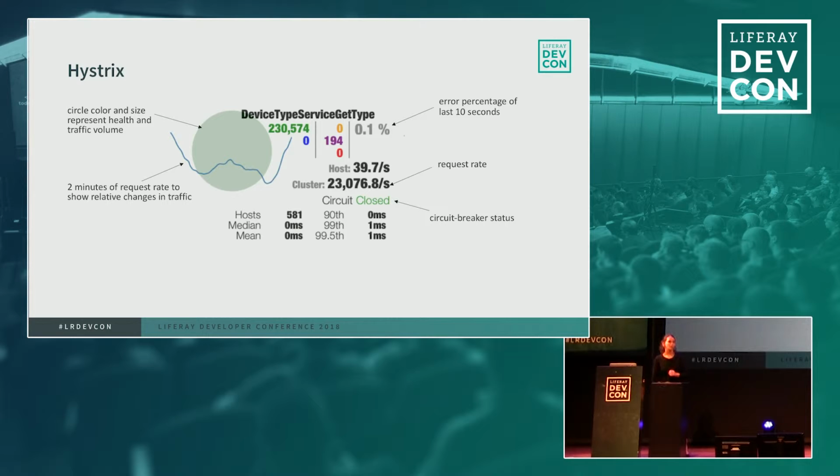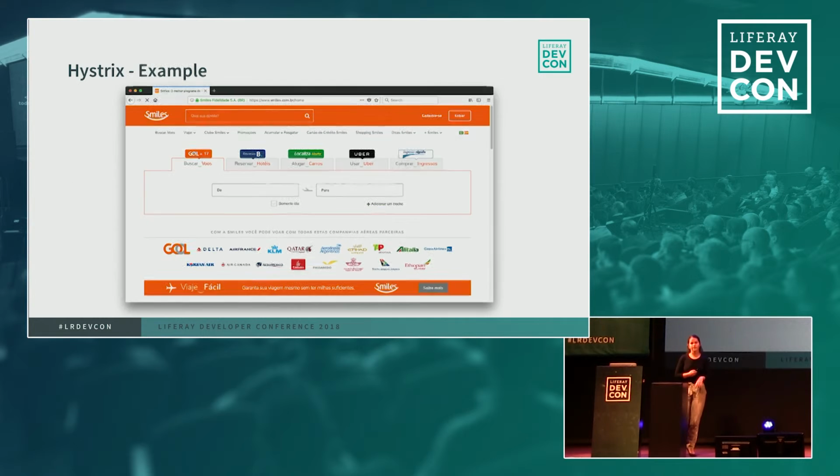So each service will be available with a dashboard like this, with a lot of information. You can see here the health of your service, the request rate, the error percentage, the circuit breaker status, and so on. So it's a lot of information that you can see for each service that you have. So Hystrix is this. Hystrix will help you to have this on your project. We will have this great dashboard to monitor everything that's going on, and it will help your software to be more resilient.